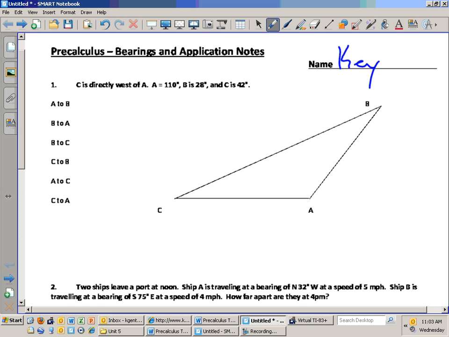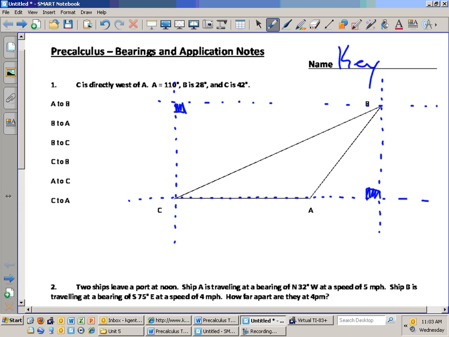It says C is directly west of A. We're going to do 3 sample problems today. No assignment on it, but this is just going to help you prepare for the test. And then you'll have the rest of the time to work. C is directly west of A. And so the first thing that you should do when you see problems like this is draw what? Draw your grid. All right. Got my grid.